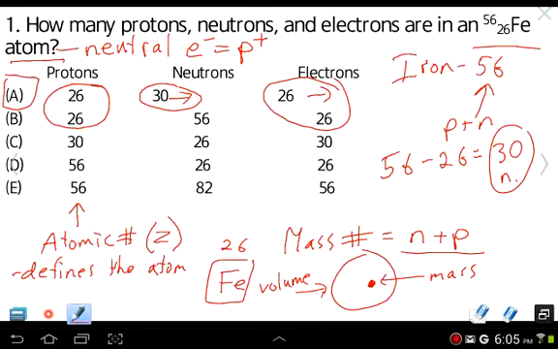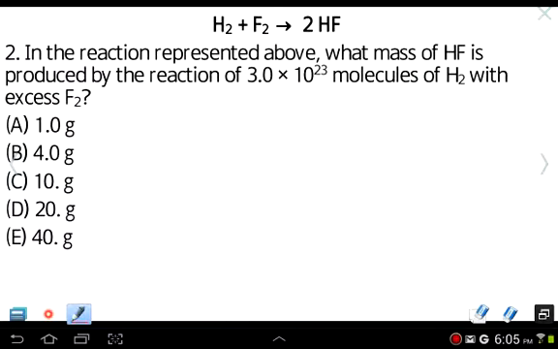Okay, let's go on to some more ideas. This is going to be a simple stoichiometry problem, and it says that in the reaction represented above, what mass of HF is produced by the reaction of 3.0 times 10 to the 23rd molecules of hydrogen with excess F2. Now the reaction is balanced for us, and recall that if there's nothing in front, this means we have a 1. Technically, what relates the two sides are the moles. Remember, these numbers, the coefficients, are the moles.